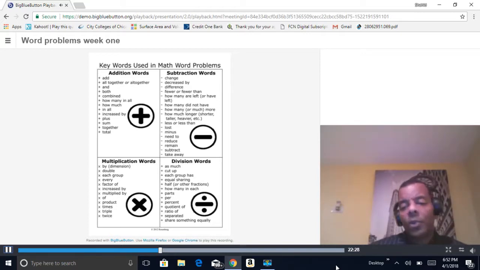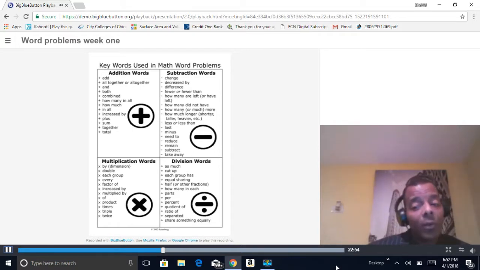What about multiplication? We have by, double, each group, every. So whenever you hear something happens every day, each hour, each minute, that always means we're multiplying, okay? You're going to hear that a lot. If something is a factor of, that means multiply. Increase by, multiply by.